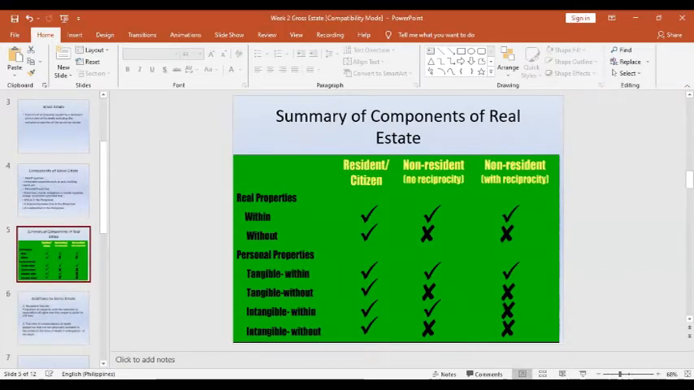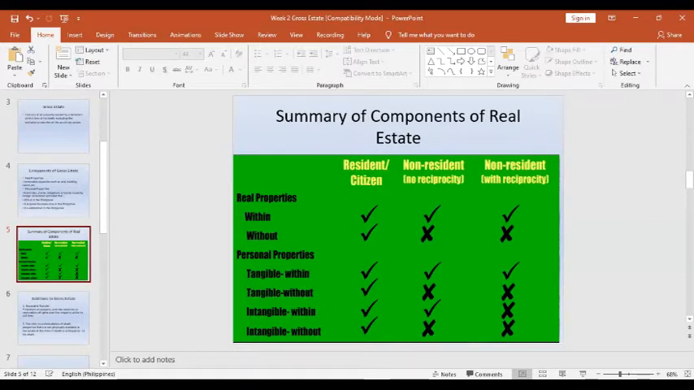Please take note of the classification of the decedents in order to identify the inclusions of the gross estate. This is the summary of the estate, the classifications of the decedents. Please take note of the check marks and the X marks. If the decedent is a resident citizen, all his or her properties, real and personal, within and outside the Philippines, will be inclusions to the gross estate.